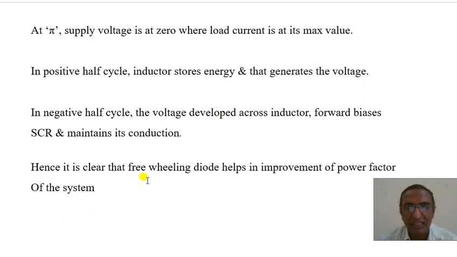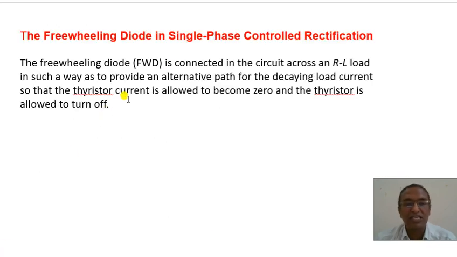It is clear that the freewheeling diode helps in the improvement of the power factor of the system. Whatever power is supplied, it maintains the current as well as the corresponding power factor, such that the output devices can be driven. That is the advantage of the freewheeling diode. The freewheeling diode is connected in the circuit across RL loads in such a way that it provides an alternative path for the decaying load current, so that the thyristor current is allowed to become 0 and the thyristor is allowed to turn off. That is the advantage of using the freewheeling diode.